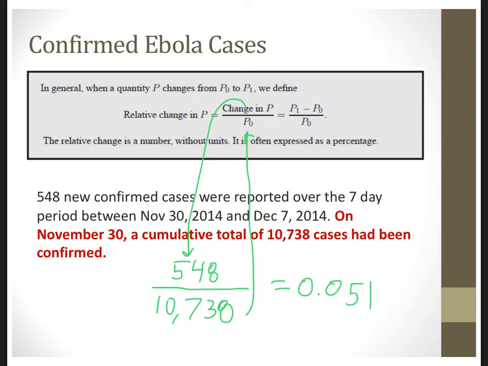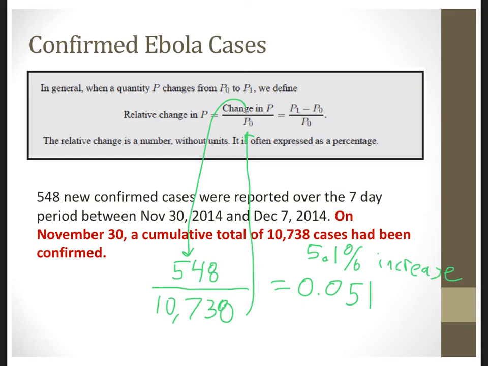And here, we're calculating a percent change, right? So the units on the numerator, the top of this fraction, are confirmed cases. The units on the denominator are also confirmed cases. So the units cancel out, and what we've calculated here is a percentage change. So this 0.051 is also, if we convert that to a percentage, a 5.1% increase.